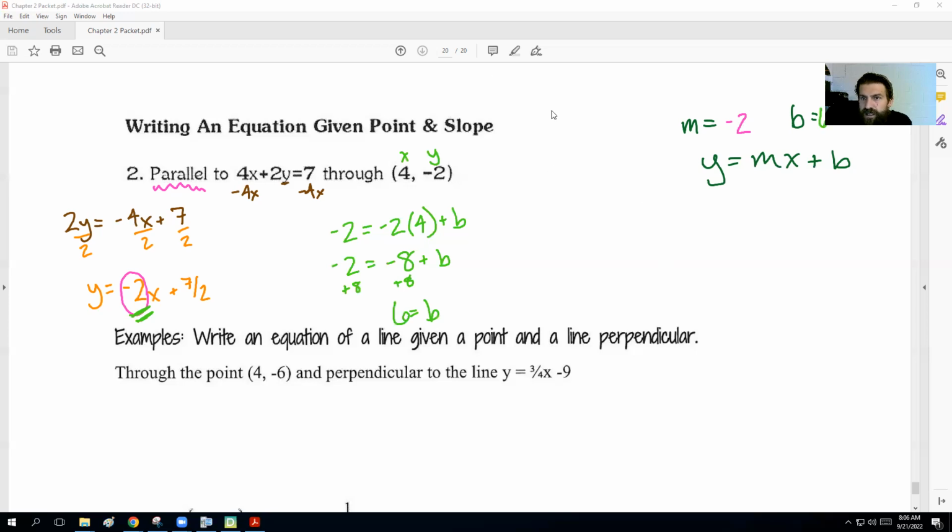Okay, so now we're going to just take our answers here and write it out. So the answer would be y equals negative 2x plus 6. Always good to have these examples written down in your notes so you can use them on a test.